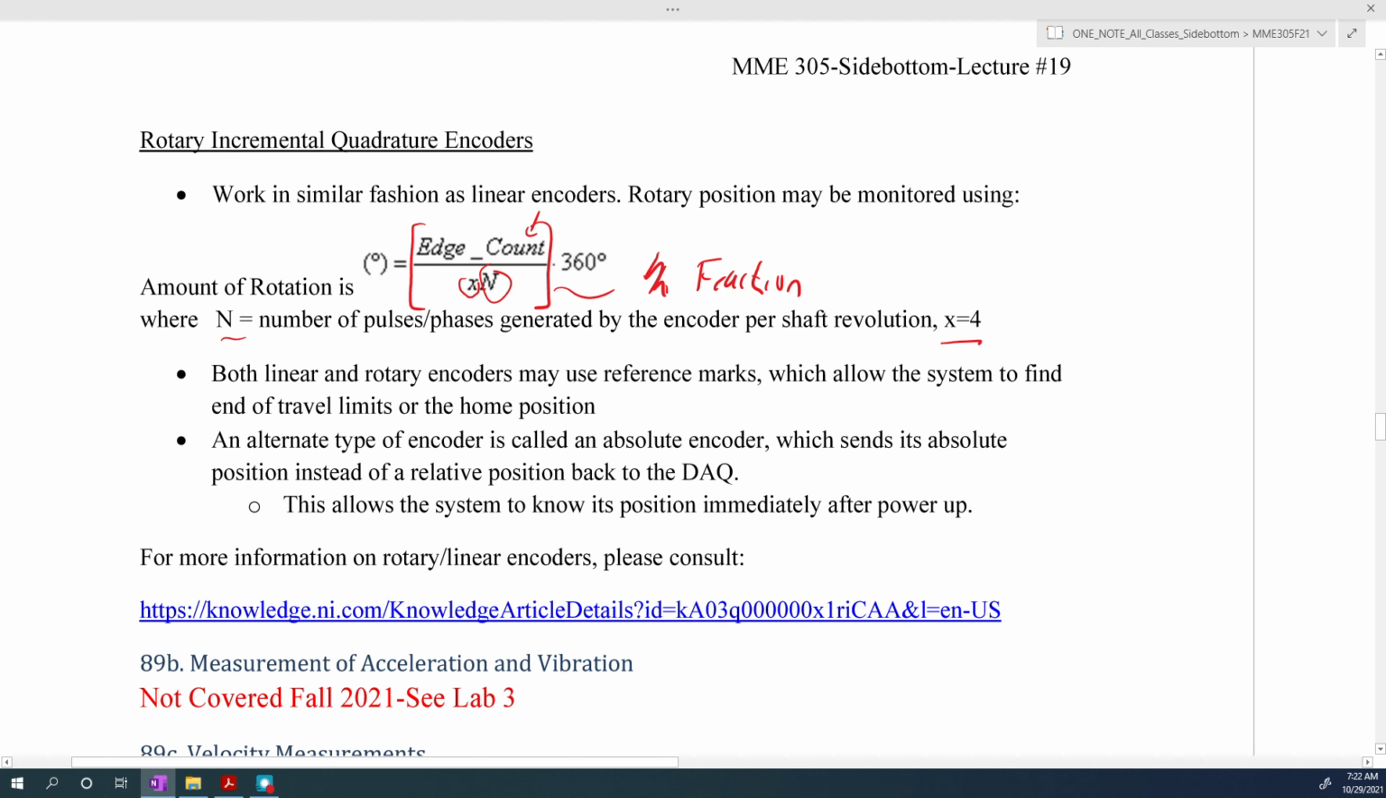So this is just a brief introduction on linear and rotary encoders. There's a good reference through NI's website on it, so please look it up and read more about linear and rotary encoders. In the next video, we'll talk about velocity measurements after we talked about position measurements.